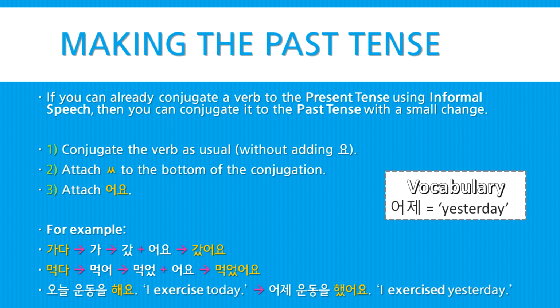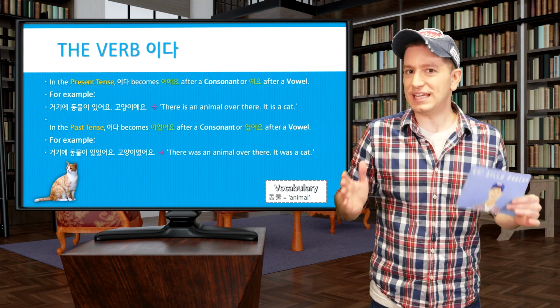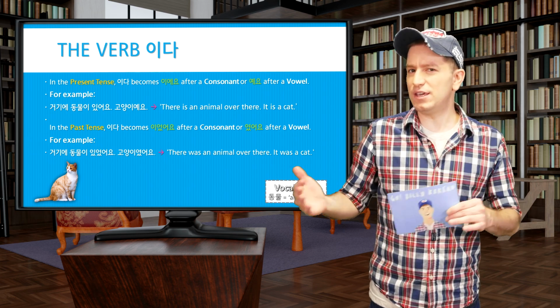Here's a sentence. 오늘 운동을 해요. I exercise today. Well, this could become 어제 운동을 했어요. I exercised yesterday.